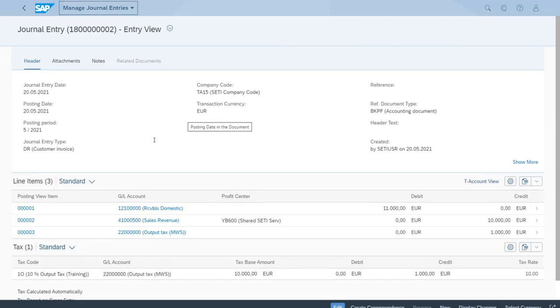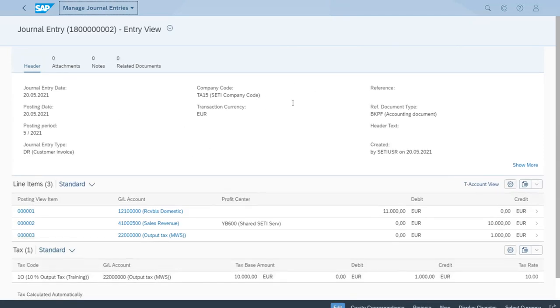So, of course, we have all the data for the header, such as the company code, the user, the periods, the document type or journal entry type, and of course at the bottom we have the line items. And immediately we see that the revenues were posted correctly to the shared services profit center, the YB600, which is the correct one. But of course, that is something that is coming because of the definition of the substitution.